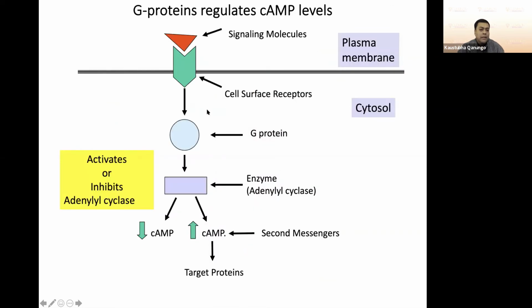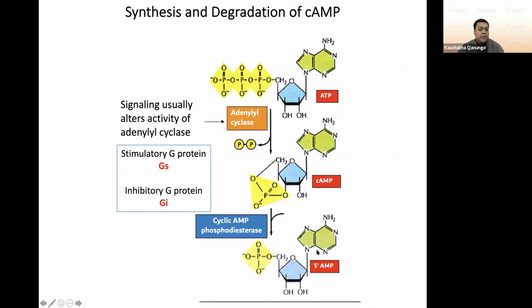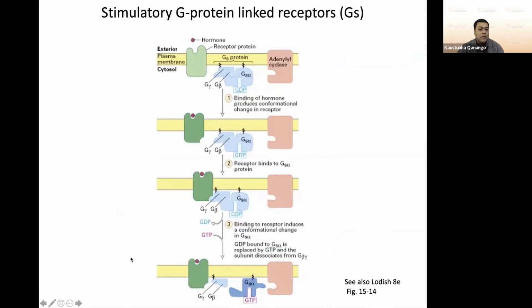Again, remember that you need to remember the G protein in quite a bit of detail. So remember that this is all good. Here, this stimulatory G protein linked receptor, you need a very clear understanding of how the hormone binds, and at that time your alpha beta subunit is associated with the gamma subunit, and how the GDP is bound to that in an inactive state, and upon ligand binding how it dissociates and the GDP is replaced by the GTP.